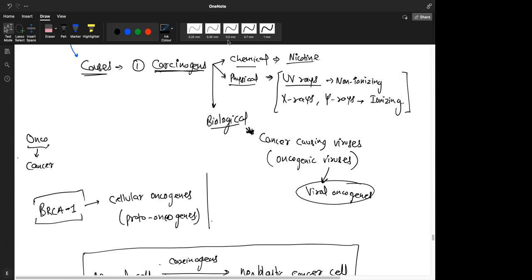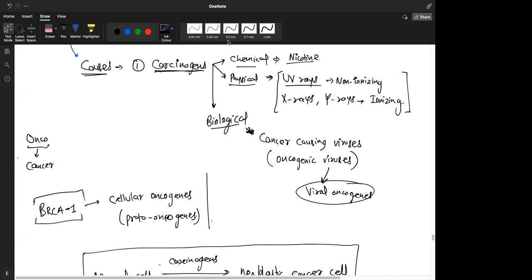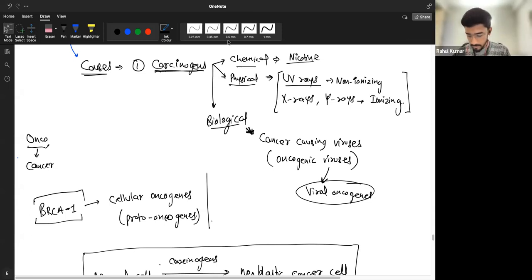Then we did treatments. I think you forgot the biological carcinogens, Alia. Yeah, sorry, I missed it. I said viruses, which are known as oncogenic viruses. Okay, yeah, continue.